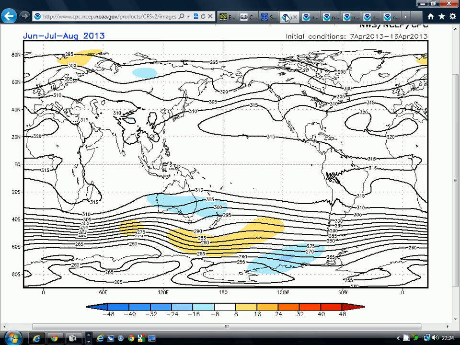Next model we're going on to is the CFS model from the United States. This is the official model of the United States. CFS version 2, version 1 has been done away with, so CFS version 2 is the only CFS model now in operation. And this is for June to August. This is for the summer.